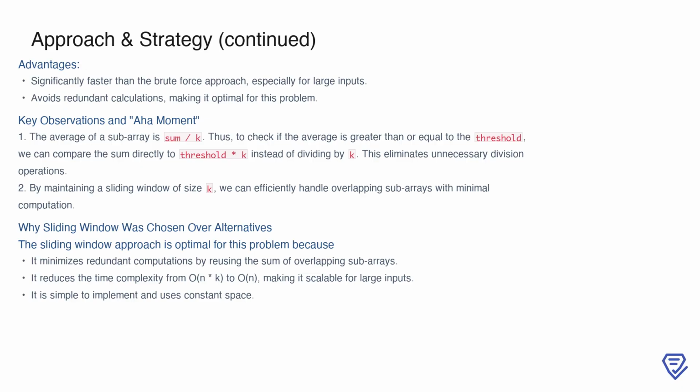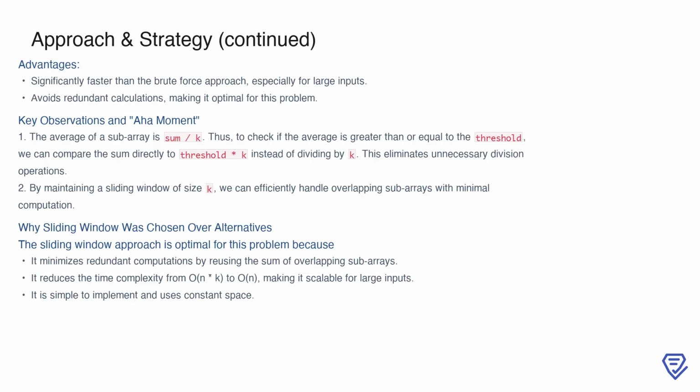One key observation that simplifies the implementation even further is that, instead of dividing the sum by k to calculate the average, we can directly compare the sum to the product of the threshold and k. This eliminates unnecessary division operations, which can save time. Additionally, by maintaining the sliding window of size k, we ensure that the computation for overlapping subarrays is minimal.